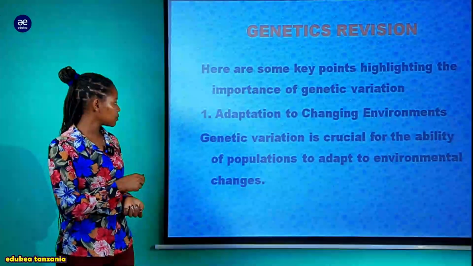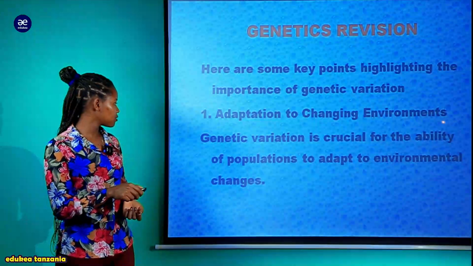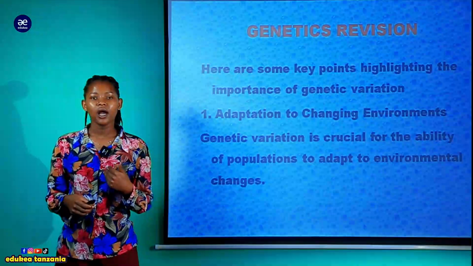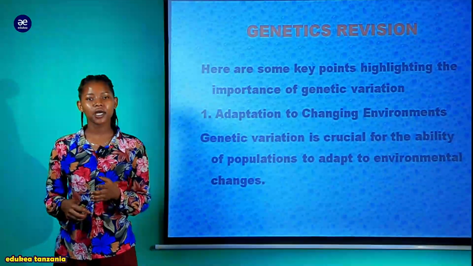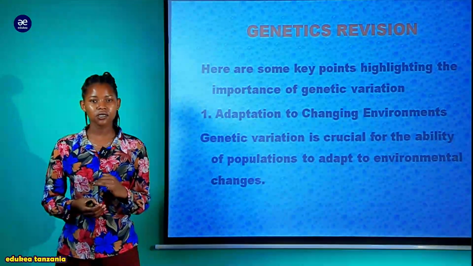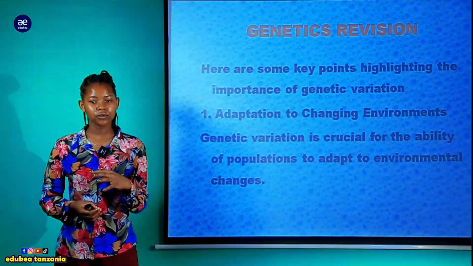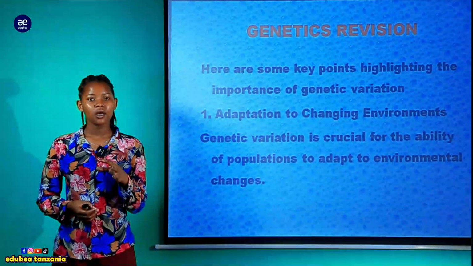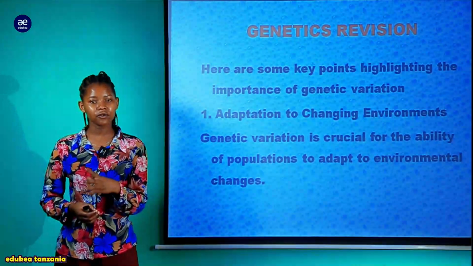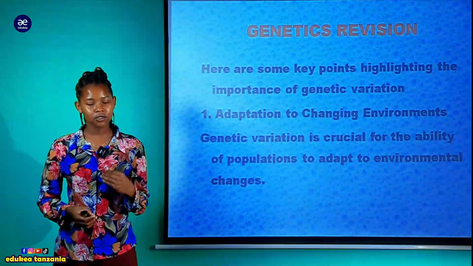As you can see here, my dear students, the first point of our concern is adaptation to changing environments. That is the first importance of genetic variation. Genetic variation brings about adaptation to changing environment. How, my dear students? For instance, I give an example already. You have two kinds of sheep. The first group of sheep have lots of fur, long furs, but the other group of the sheep have short furs.